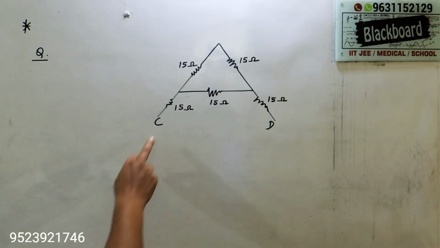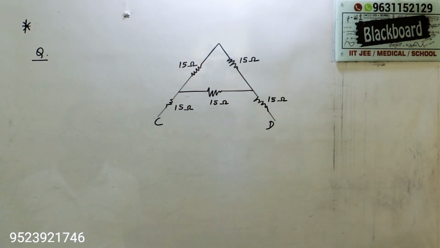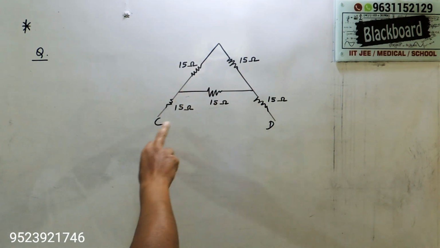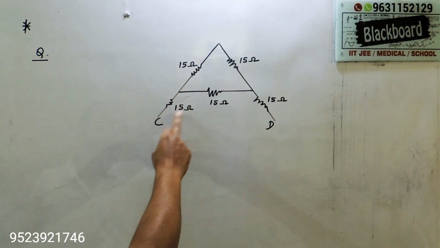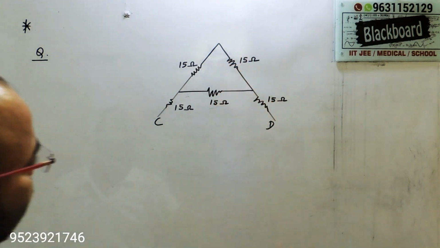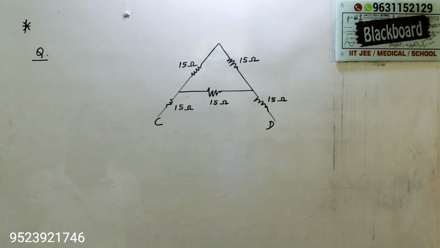In this question, C and D is your terminal. Find the equivalent resistance of this circuit along CD. Now, you have to look at this. Here, this is 15 ohm, 15 ohm, 15 ohm, 15 ohm, 15 ohm. That means all resistors have equal resistance.